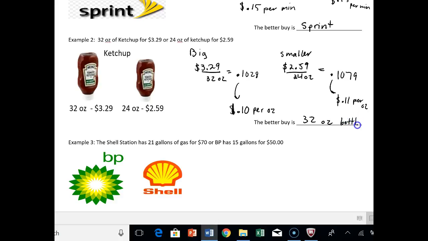All right. And a lot of times companies will do this with products, right? They will give you more of something, and while it may look more expensive, if you're willing to shell out the extra 60 cents here, or 70 cents, excuse me, you can actually get a little bit more bang for your buck, as they call it. You can get more ketchup for cheaper per ounce, right?